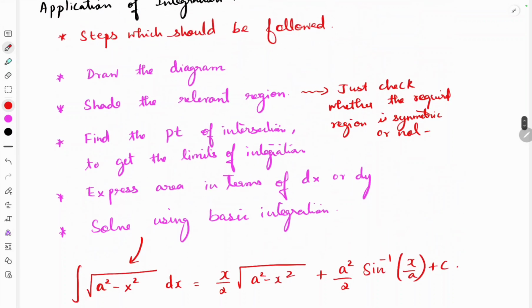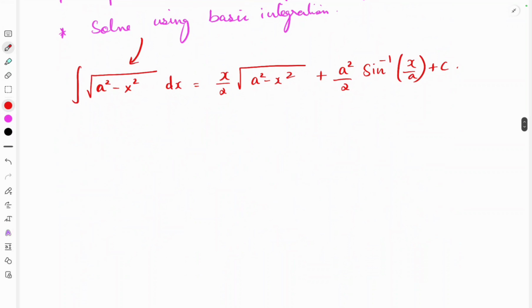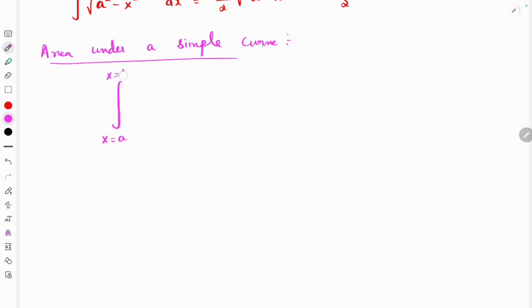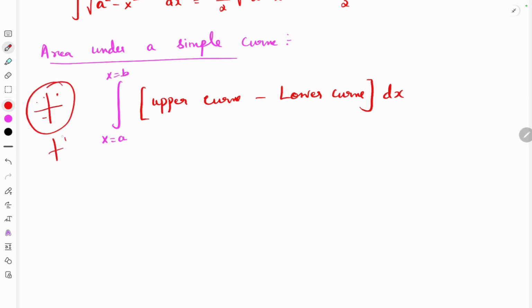In this chapter we are going to find the area under a simple curve. Here this area is nothing but integration from some x equal to a to some x equal to b. Then the formula is upper curve minus lower curve dx. This will be the formula, this you have to remember.